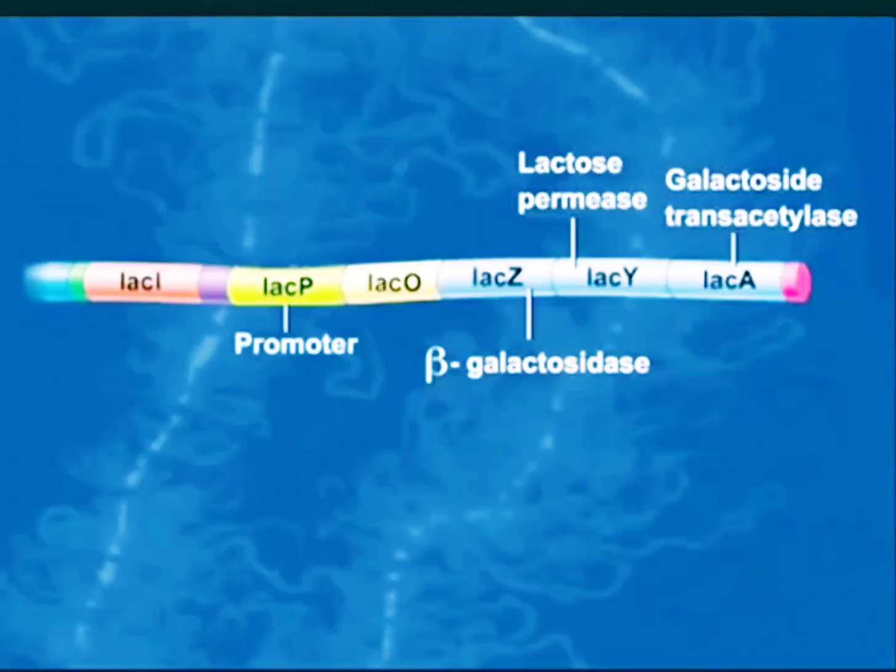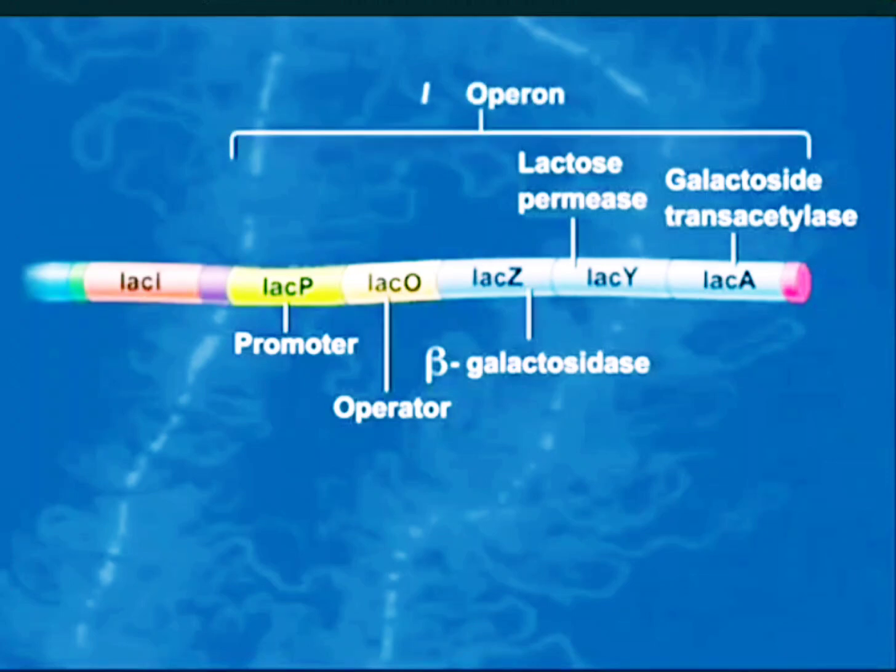The lacP region is the promoter that is needed to transcribe the lacZ, lacY, and lacA genes as a single polycistronic mRNA. The lacO region is an operator site that is involved in the transcriptional regulation of the lac operon. The unit consisting of the lac promoter, lac operator, and the lacZ, lacY, and lacA genes is called the lac operon.